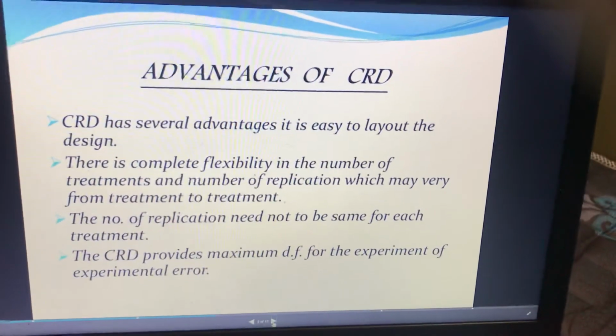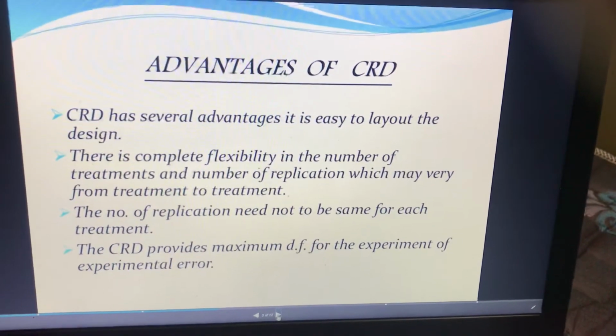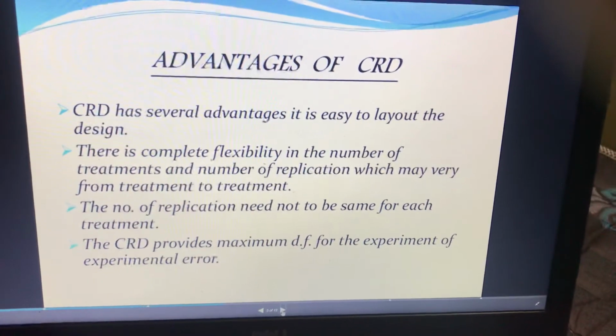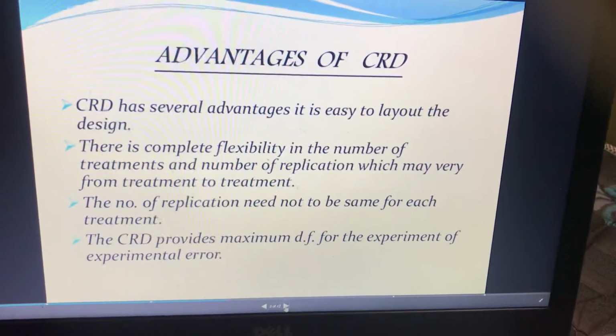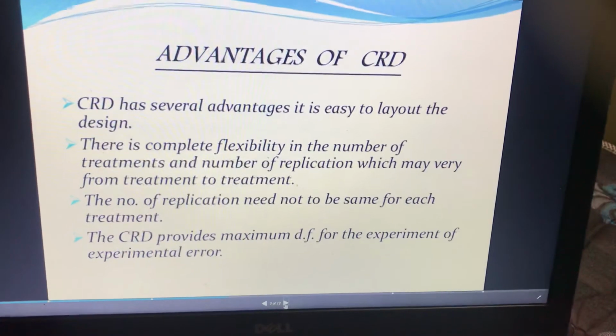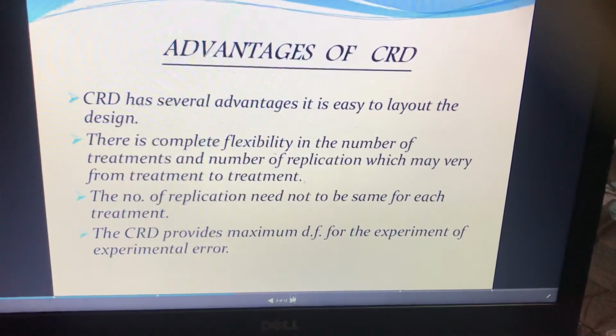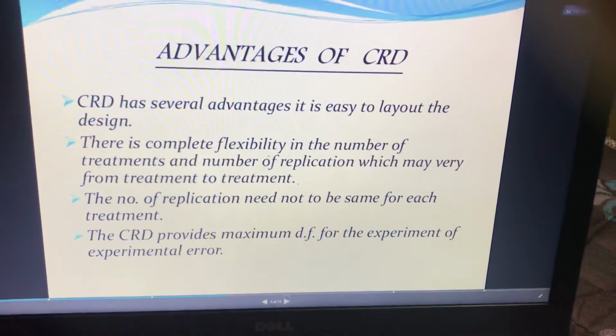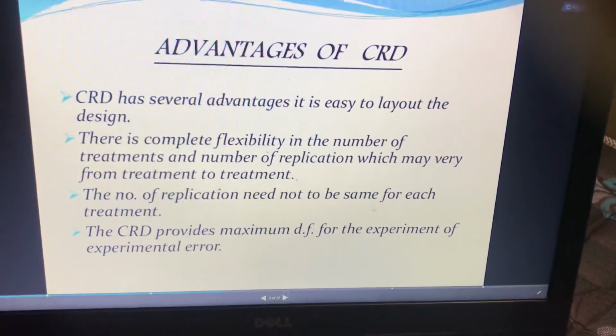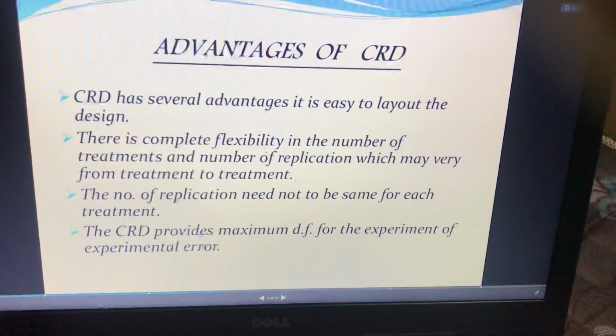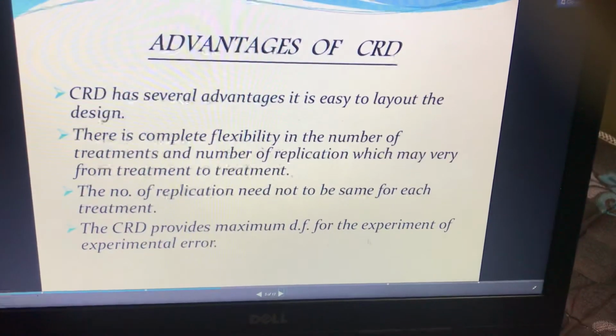Advantages of CRD. CRD has several advantages. It is easy to lay out the design. It is completely flexible in the number of treatments and the number of replications, which may vary from treatment to treatment. The number of replications need not be the same for each treatment. The CRD provides the maximum degrees of freedom for the experimental error.